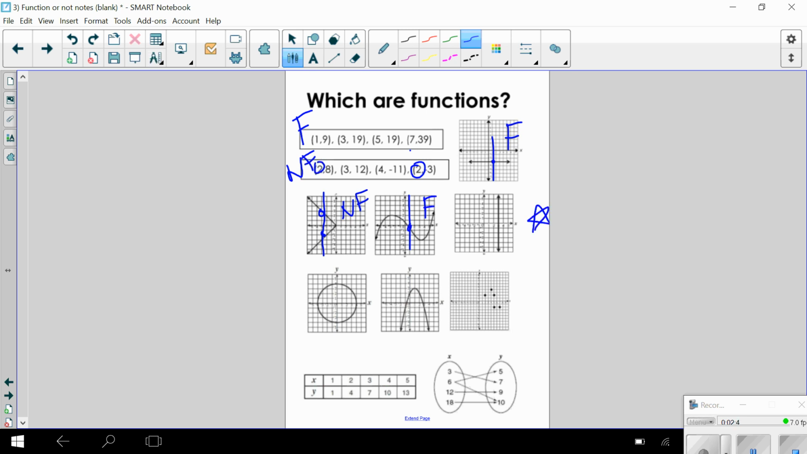Hopefully you recall, a vertical line will never pass a vertical line test because it crosses an infinite amount of times, so it is not a function. Not a function, it crosses twice. Function, it crosses once. And this one is not a function because right here, it crosses 2 times. Looking at my x values, 1, 2, 3, 4, 5, does not repeat, so it is a function. This is not a function because 6 goes to 2 different numbers.